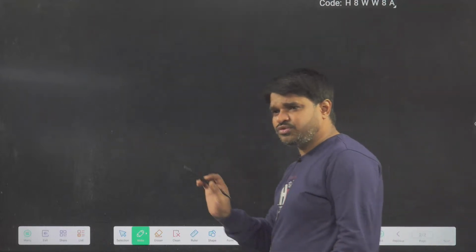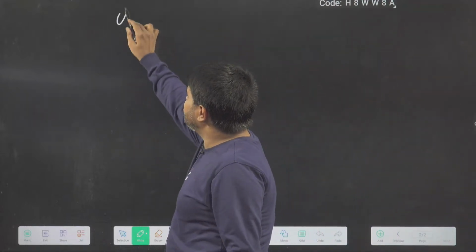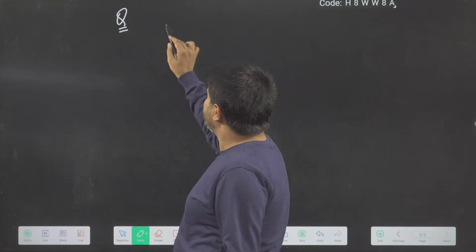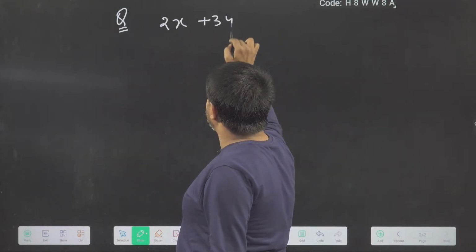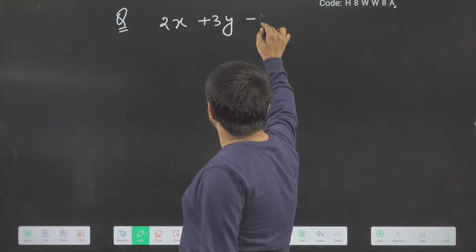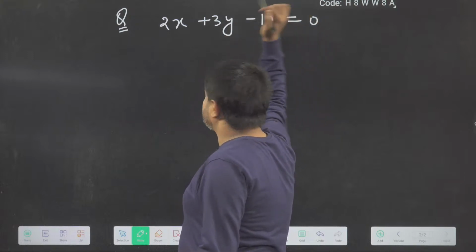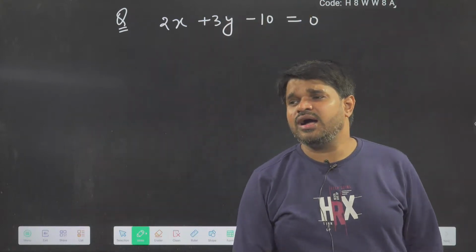Now see, everyone do this question. Question is, 2x plus 3y minus 10 equals 0. Draw the line.